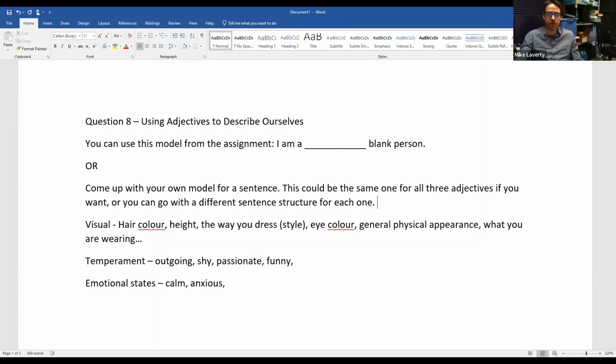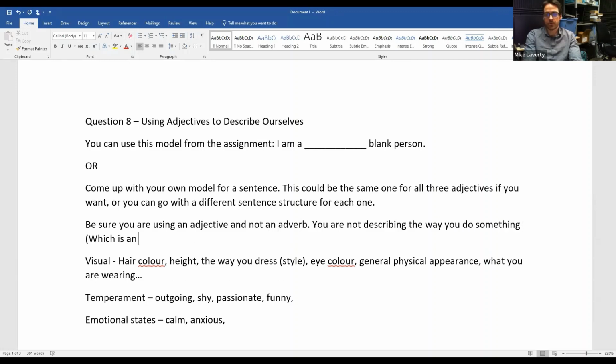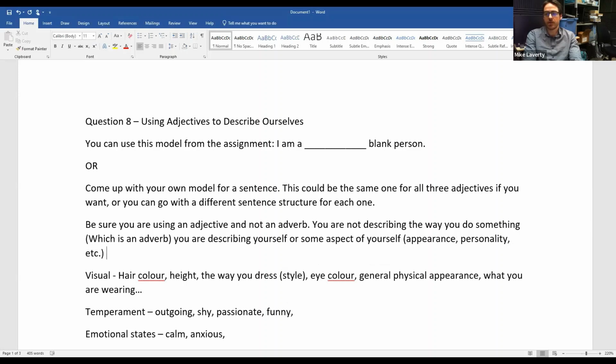And I would say one last note, be sure you are using an adjective and not an adverb. You are not describing the way you do something, which is an adverb. You are describing yourself or some aspect of yourself, like your appearance, personality, etc. Okay, so that should get you going for now.